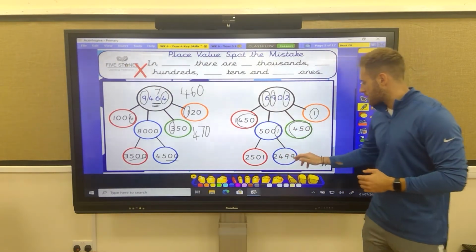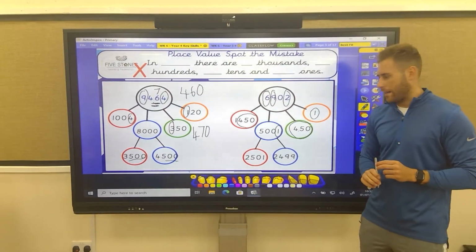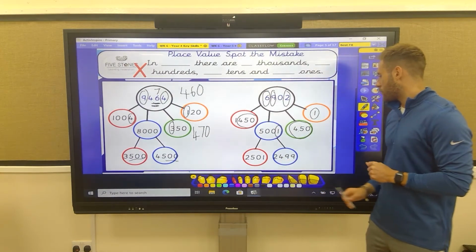But let's see if these two parts help get this whole as well. So we've got 2,501, then we've got 2,499.